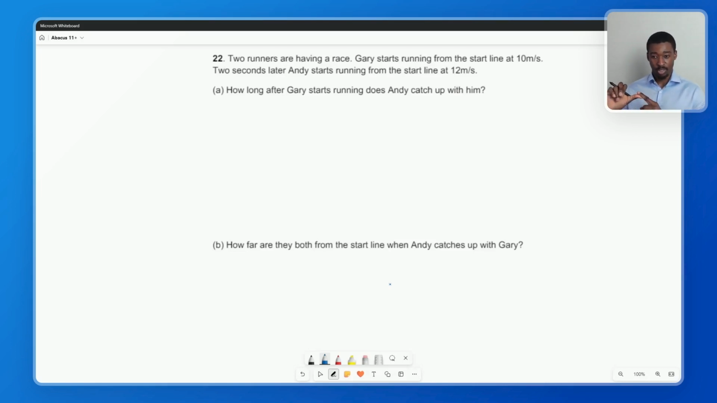Gary starts running from the start line at 10 meters per second. 2 seconds later, Andy starts running from the start line at 12 meters per second. Part A, we have to work out how long after Gary starts running does Andy catch up with him. So how do we think about this kind of question? The first thing is really understanding what's going on and understanding what the examiner means when they say 10 meters per second.